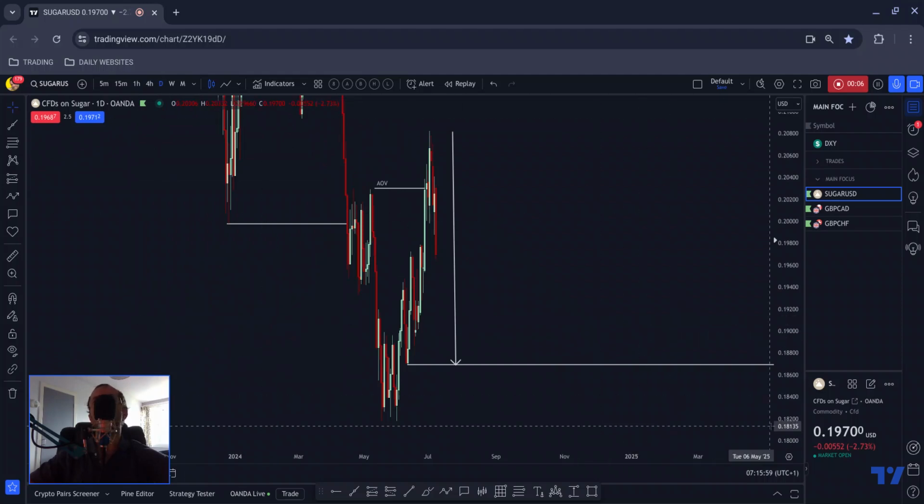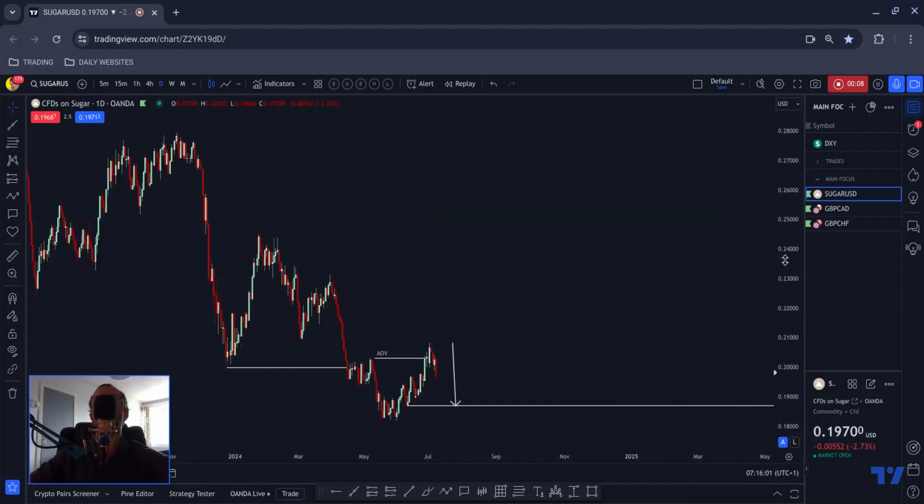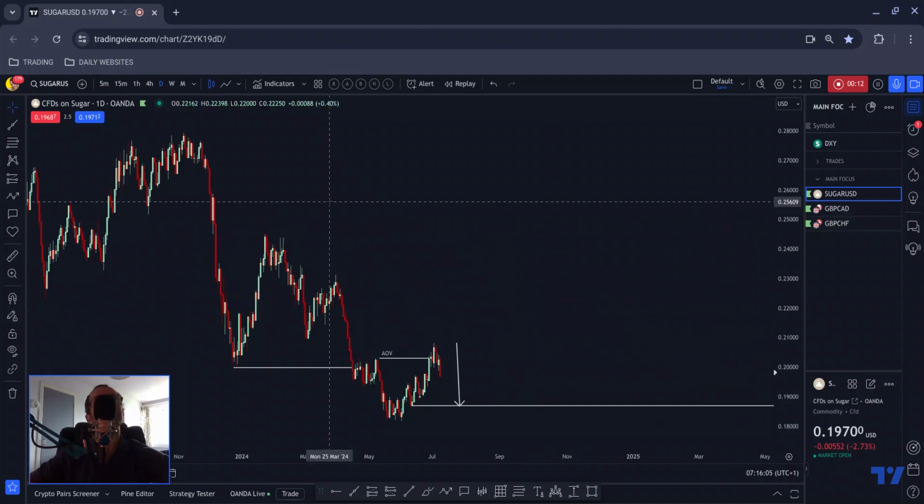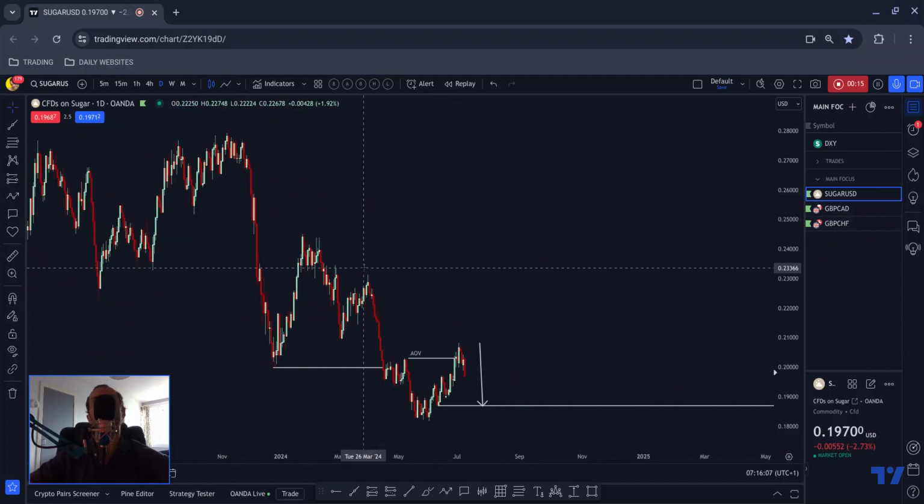So I have three pairs on watch this morning, and those are Sugar USD, Pound CAD, and Pound Swiss. My favorite of the bunch at this moment in time is Sugar USD.